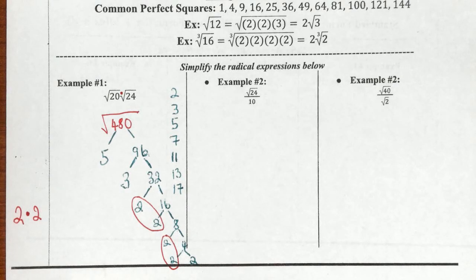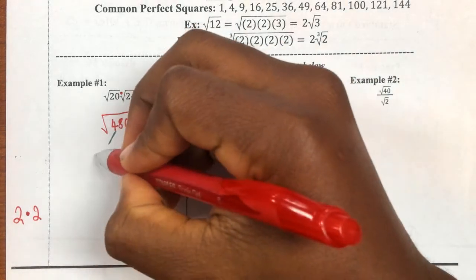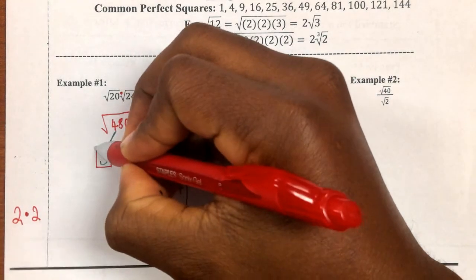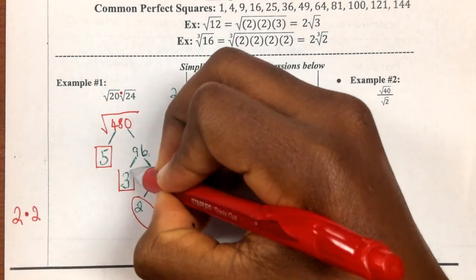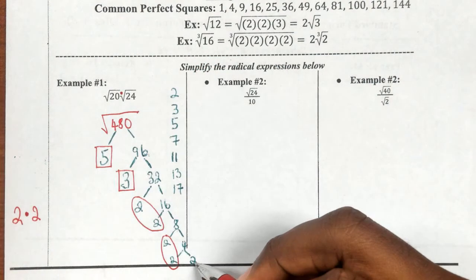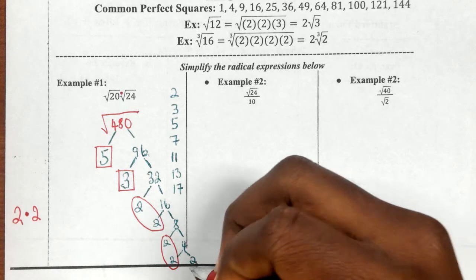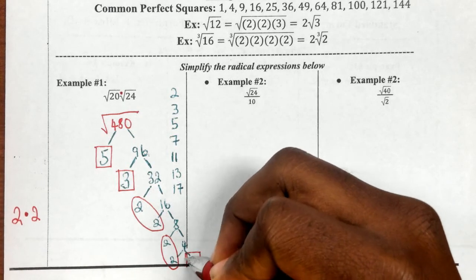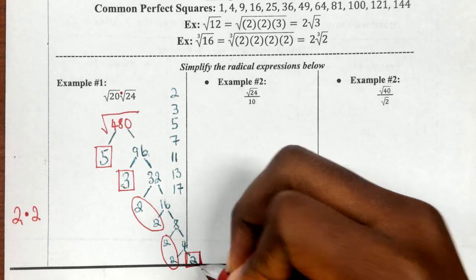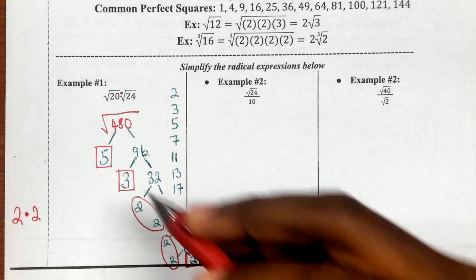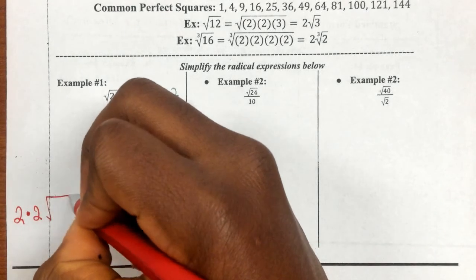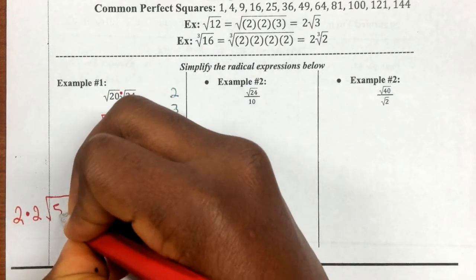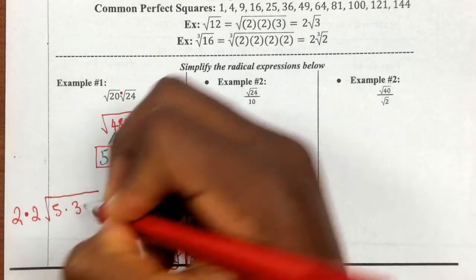So things that I have that are not a pair, I'm going to put a box around it. So I don't have a pair of 5s. Do I have a pair of 3s? No. So I don't have a pair of 3s. And I have a singular 2 down here that doesn't have a pair. So I put a box around my pairs. Alright? So whatever I put a box around goes underneath my radical, and they're all being multiplied by each other.